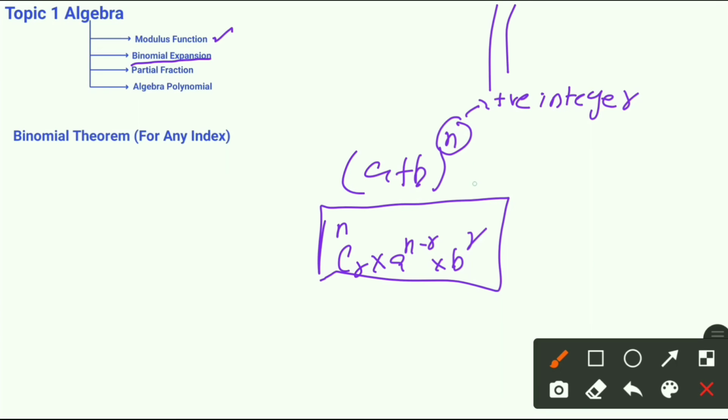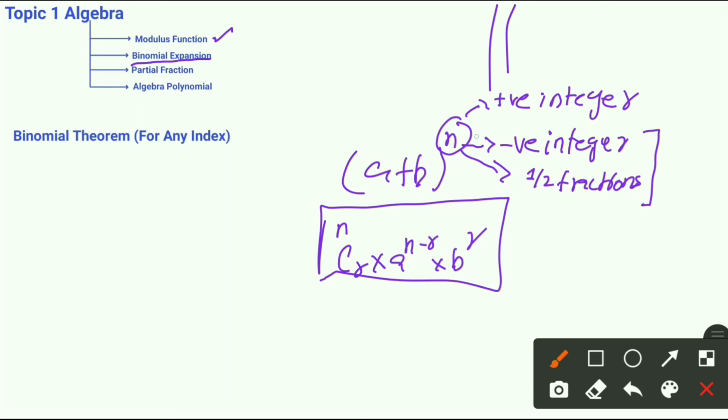This is what we have learned in A-level math B1 course, and now in A-level math B3 we're going to understand how to expand any bracket whenever there is a negative integer, or whenever the value of n is in fraction form. These two would look impossible if we try to solve this in a calculator, but there is a trick to how to expand these kinds of things. This is what we call the binomial theorem for any index, whether it is positive, negative, or fractions. So let's begin.